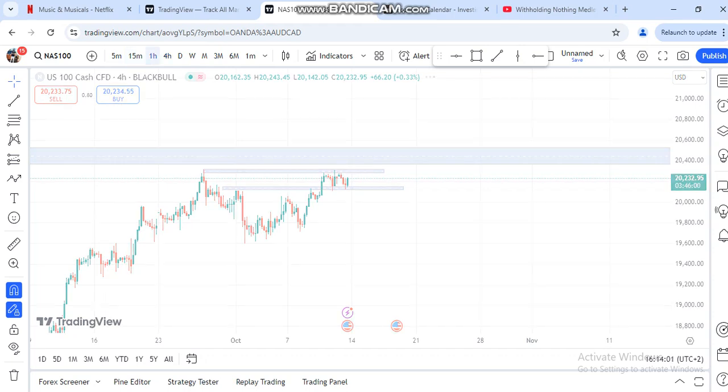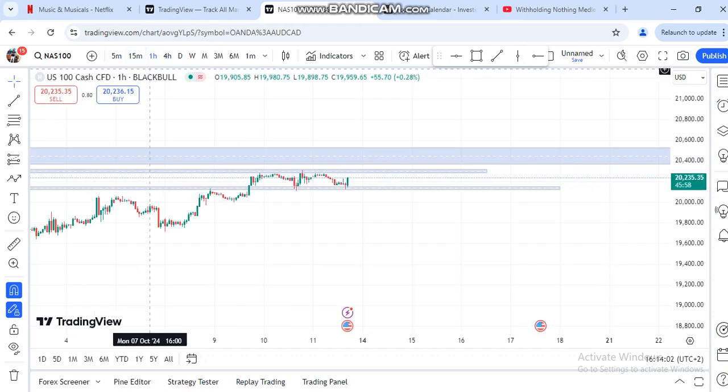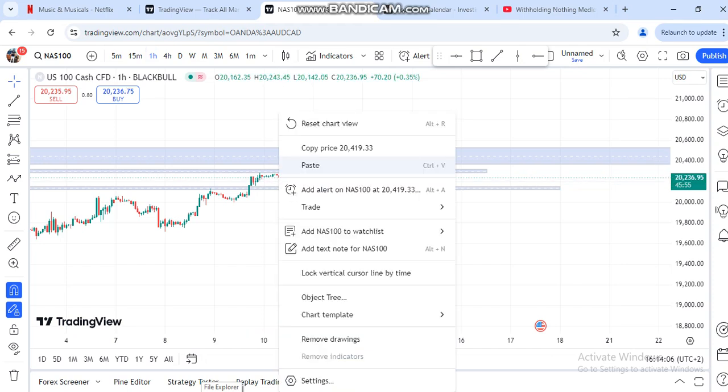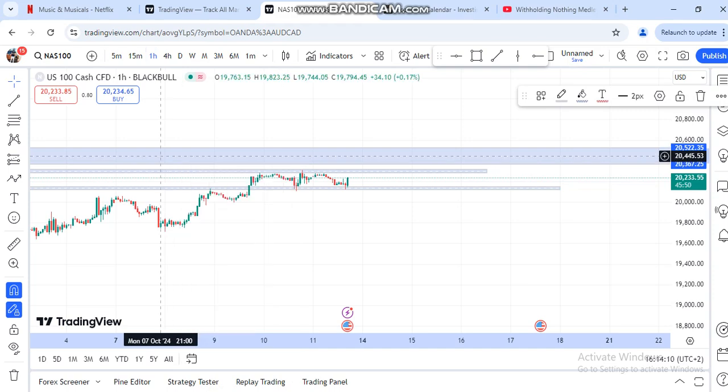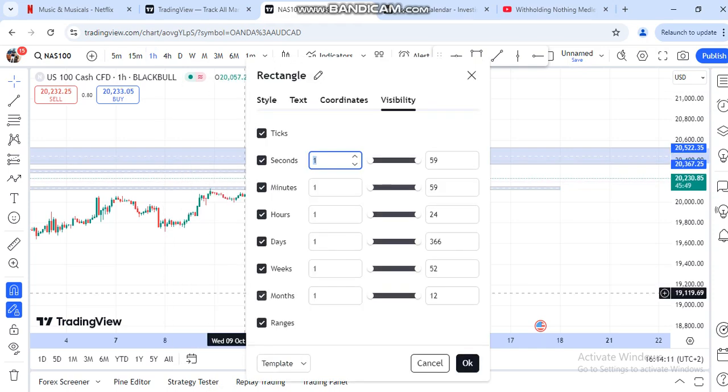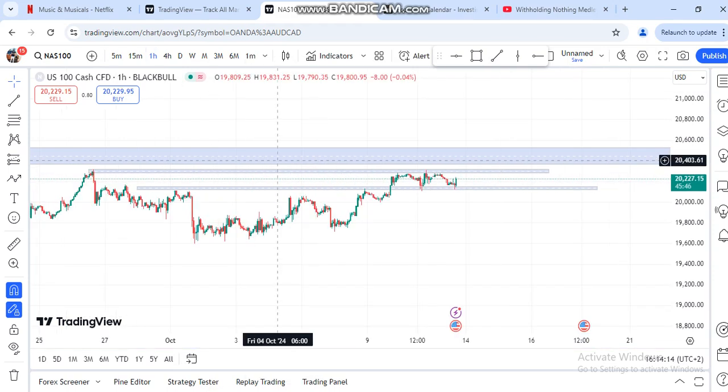So now on the 4 hour time frame, we realize that we do have, let me remove this, let me remove the highest point.